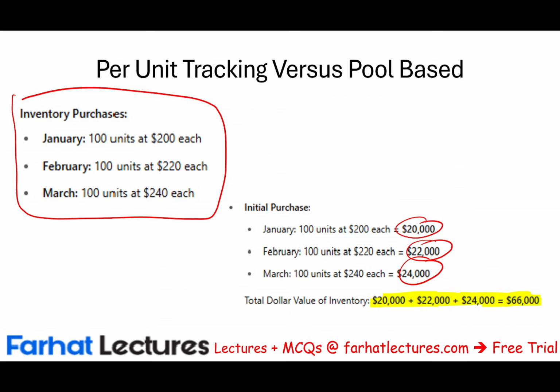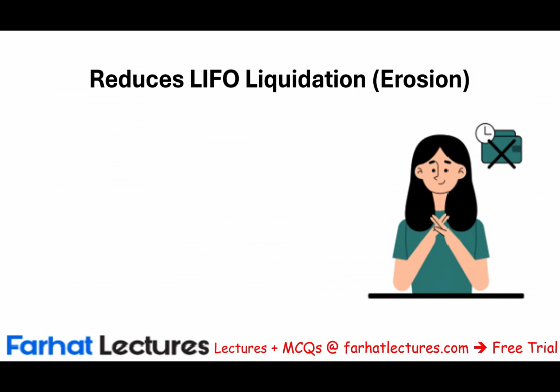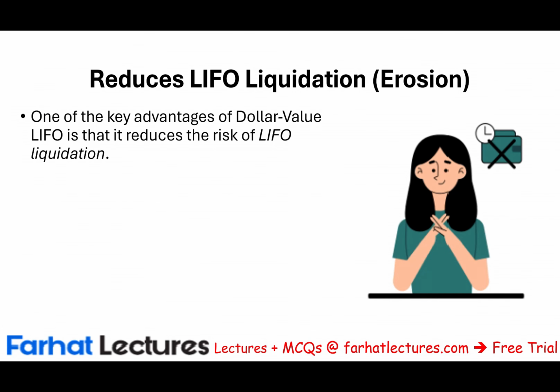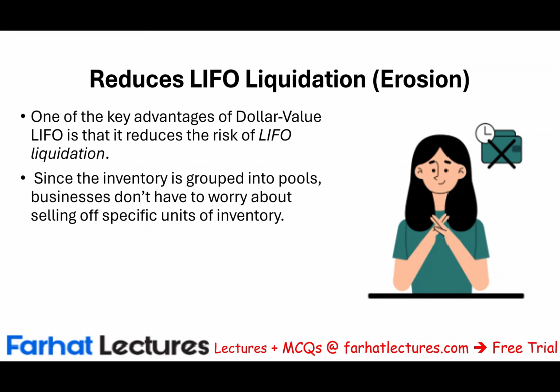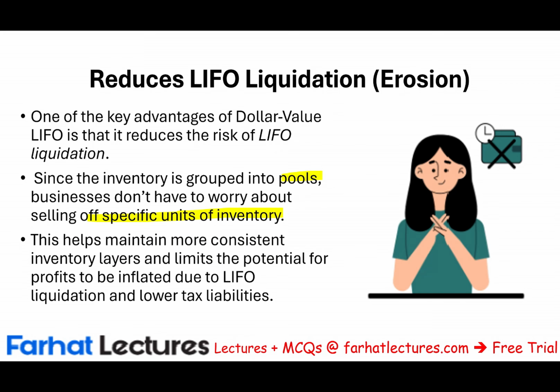And what is that going to do? That's going to reduce LIFO liquidation. One of the key advantages of dollar value LIFO: it doesn't eliminate, it reduces LIFO liquidation. Since the inventory is grouped into pools, you don't have to worry about selling a specific unit of inventory. You're adjusting the whole pool. This helps maintain more consistent inventory layers and limit the potential for inflated profit because of the LIFO liquidation, and it does not lead to lower tax liability.